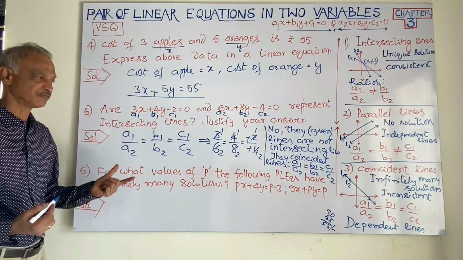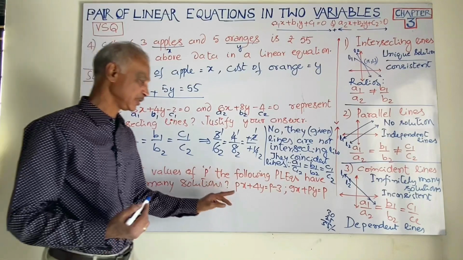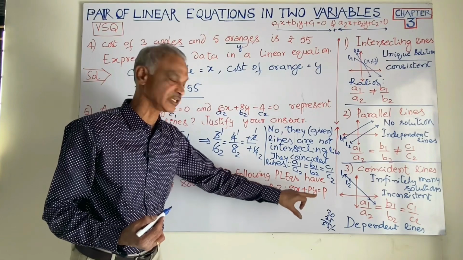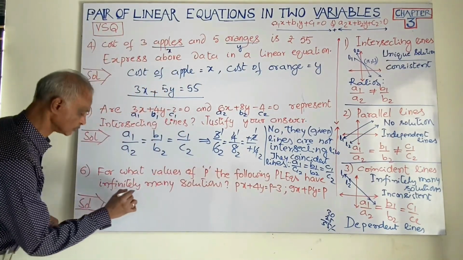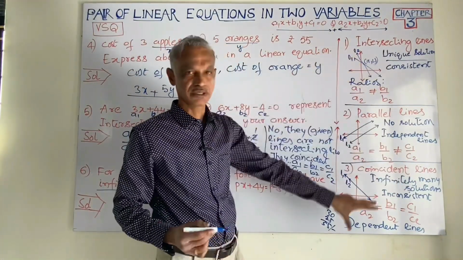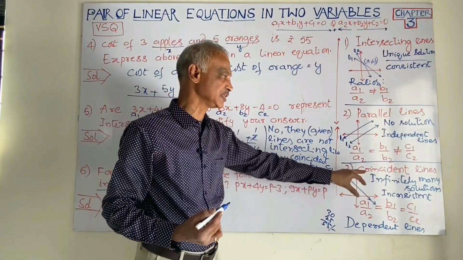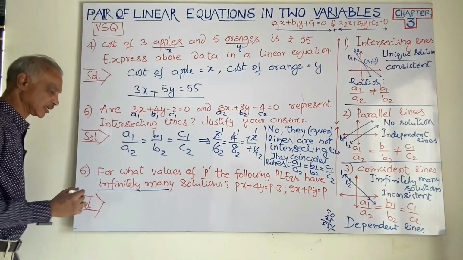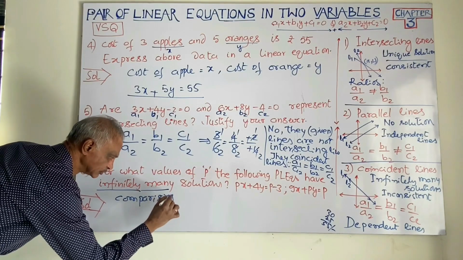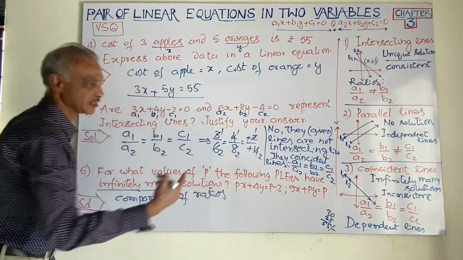For what values of P does the following pair of linear equations have infinitely many solutions? Px plus 4y is equal to P minus 3 and 9x plus Py is equal to P. Infinitely many solutions means they are coincident lines. This is very important. If you remember this only, you can do the chapter very easily. Infinitely many solutions means coincident lines. What is the condition? Comparison of ratios.